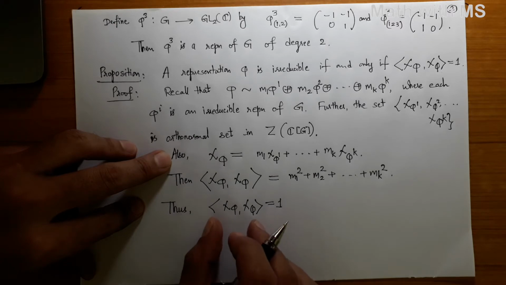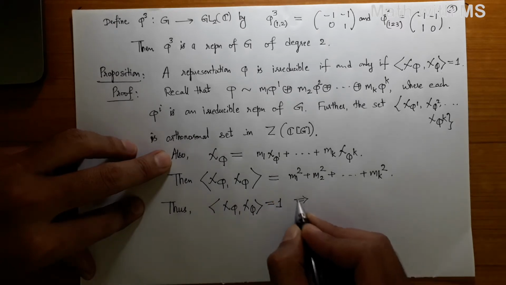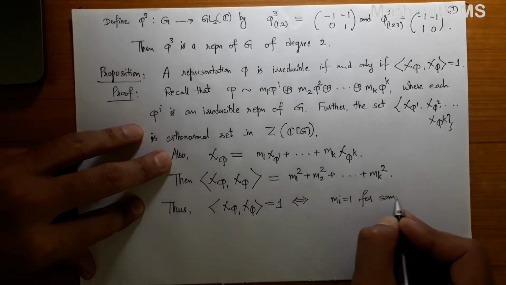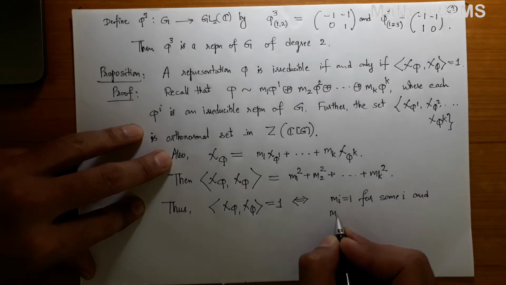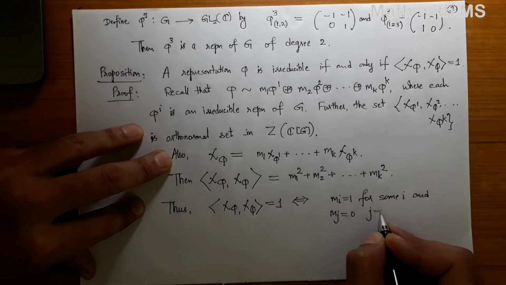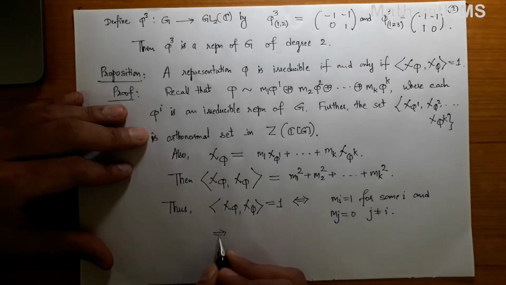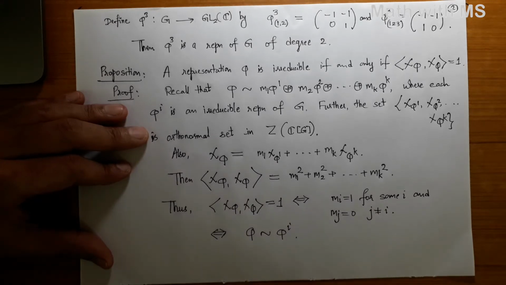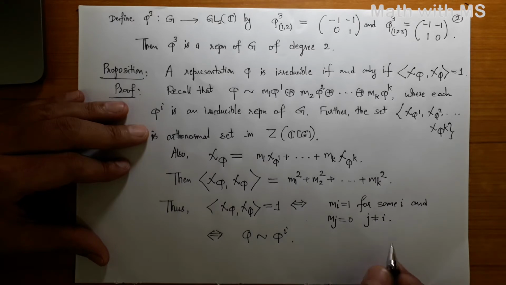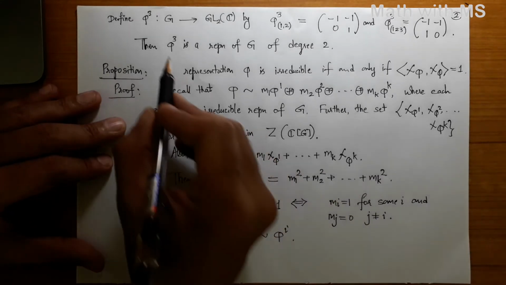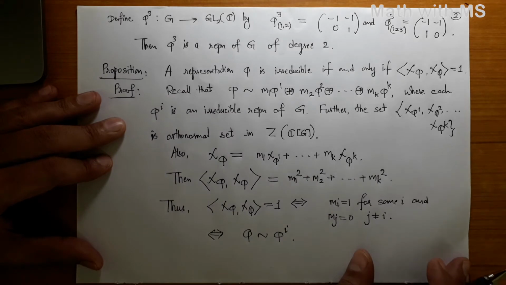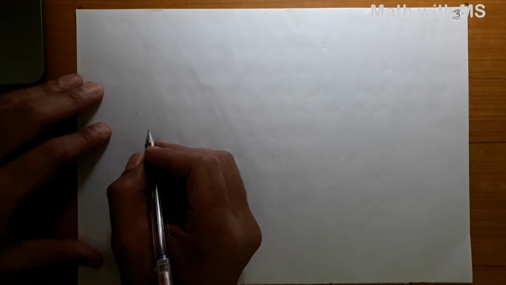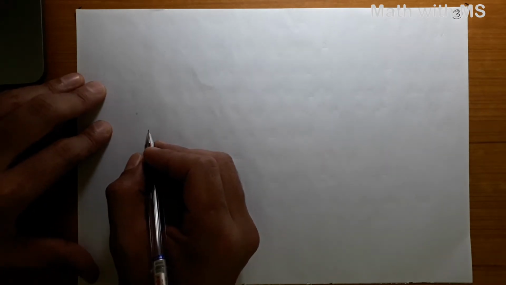So this inner product of chi phi is 1 if and only if mi equals 1 for some i and mj equals 0 for all j not equal to i. But that happens if and only if phi is equivalent to that phi i. Okay, that means phi is irreducible. Alright, so here we will use this criterion for the representation phi 3 to show that it's irreducible. Let's use this criterion to check that phi 3 is indeed irreducible.